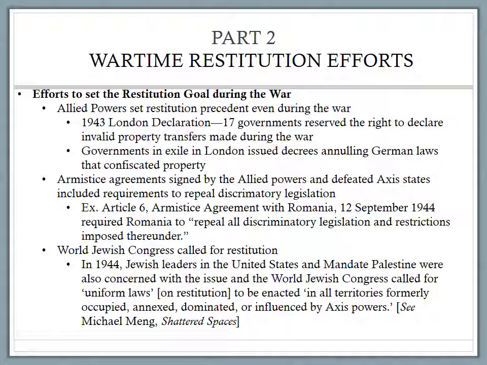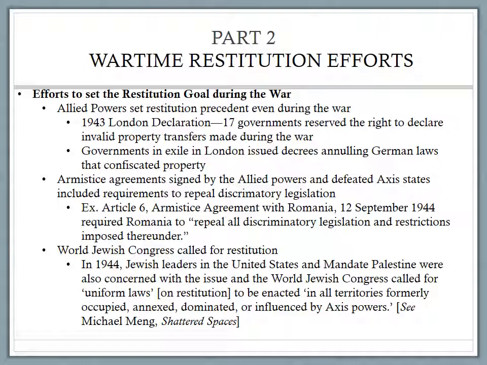In addition, armistice agreements signed by the Allied powers and the defeated Axis states included requirements to repeal discriminatory legislation. An example of this would be Article 6 from the Armistice Agreement with Romania, which required Romania to repeal all discriminatory legislation and restrictions imposed thereunder. This provision, at least for Romania, was particularly relevant for post-war restitution because Romania's wartime Antonescu regime had confiscated Jewish urban and rural property through a series of racially discriminatory laws.